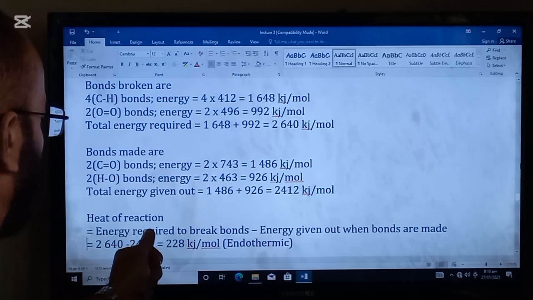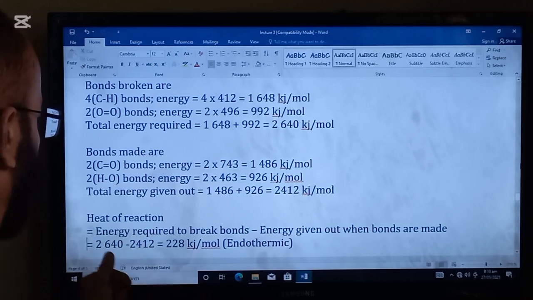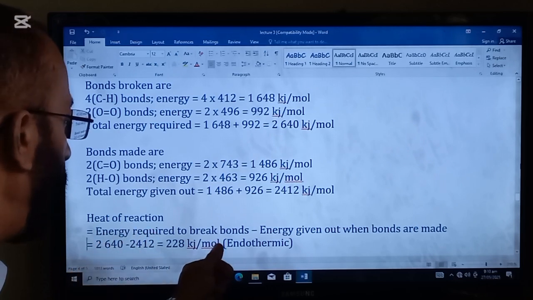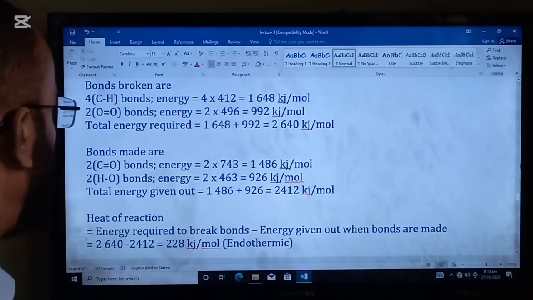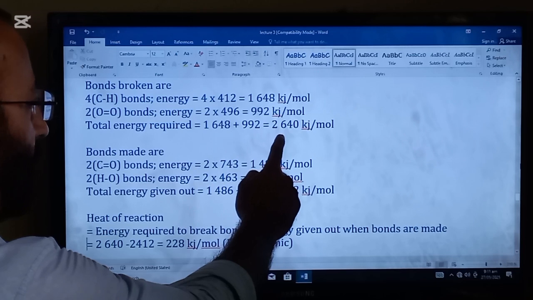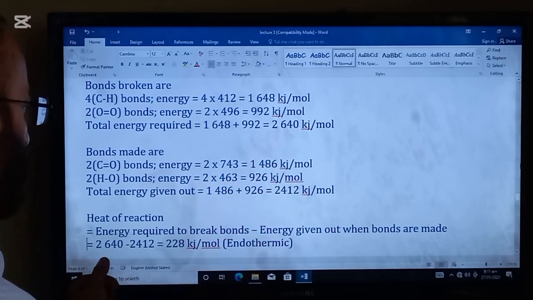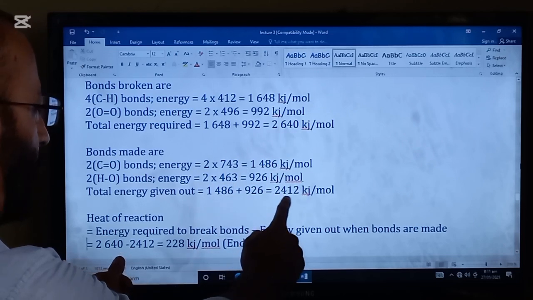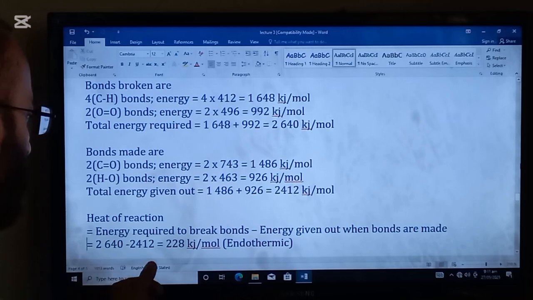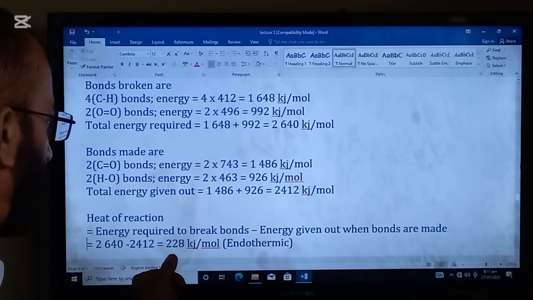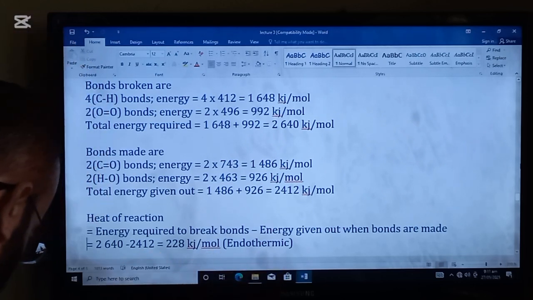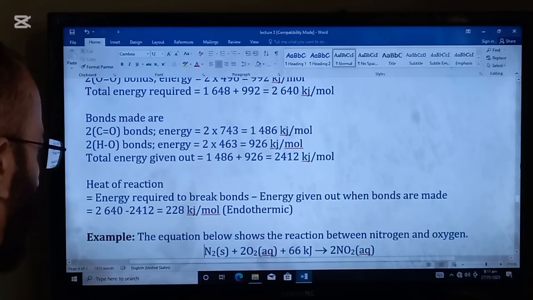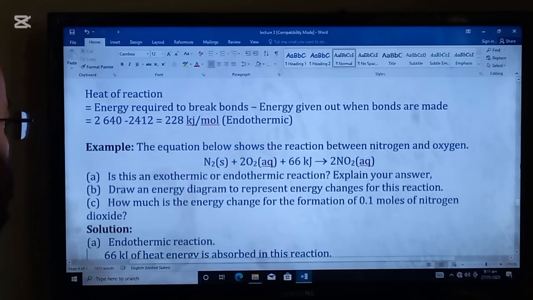And finally the heat of the reaction, formula is energy required to break bonds minus energy given out when bonds are made. So bond breaking energy is 2640 minus bond forming energy is 2412. Solving it on the calculator will give us answer 228. Because the answer is positive, this is an endothermic reaction because heat is taken in from the environment.